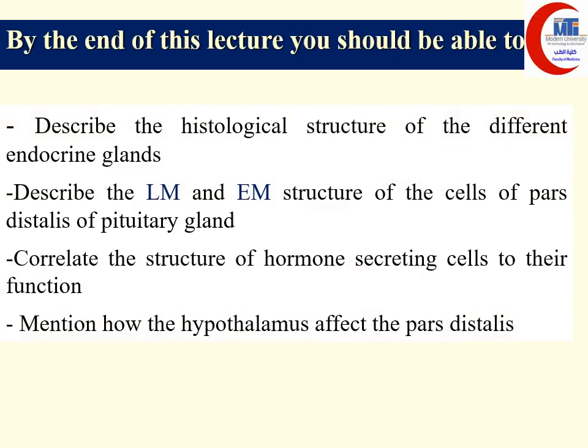By the end of this lecture, we should be able to describe the histological structure of different endocrine glands. We must know the light and electron microscopic structure of the cells of the pars distalis part of the pituitary gland. We must correlate the structure of hormone secreting cells, whether the hormone is protein in nature or steroid in nature, to their function. And we must mention how the hypothalamus affects the pars distalis part of the pituitary gland.